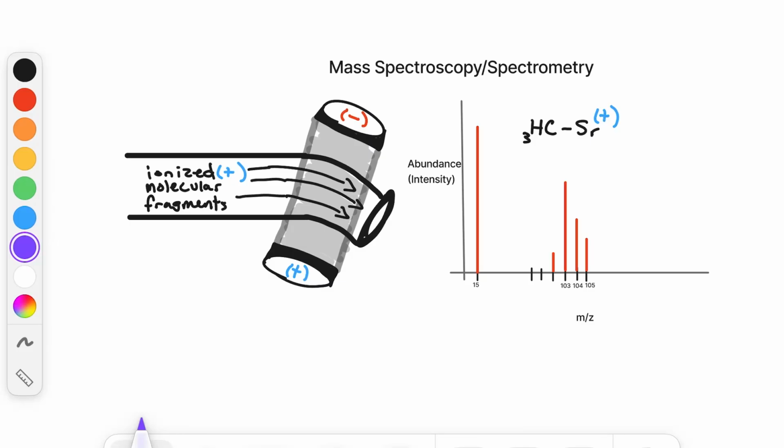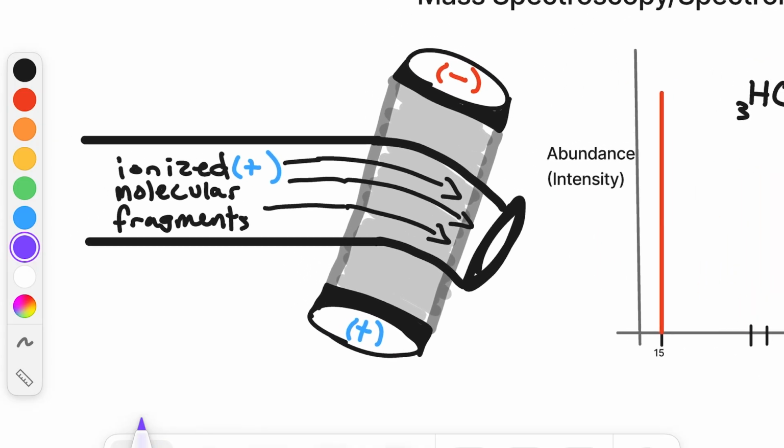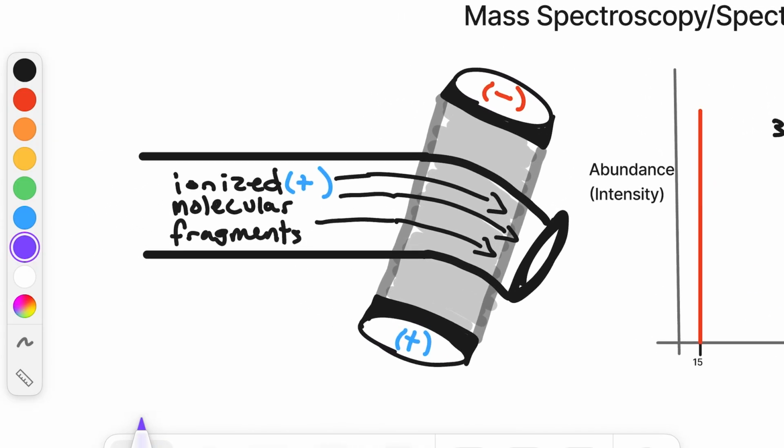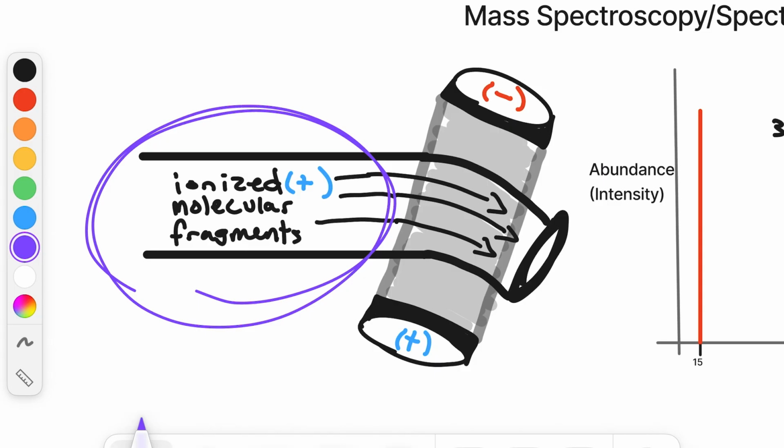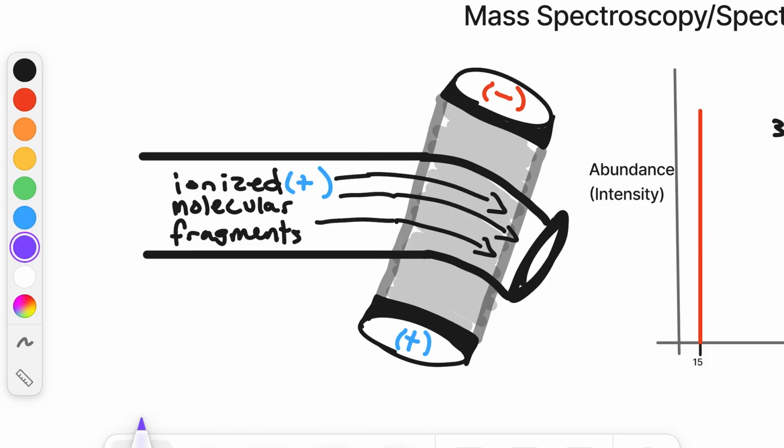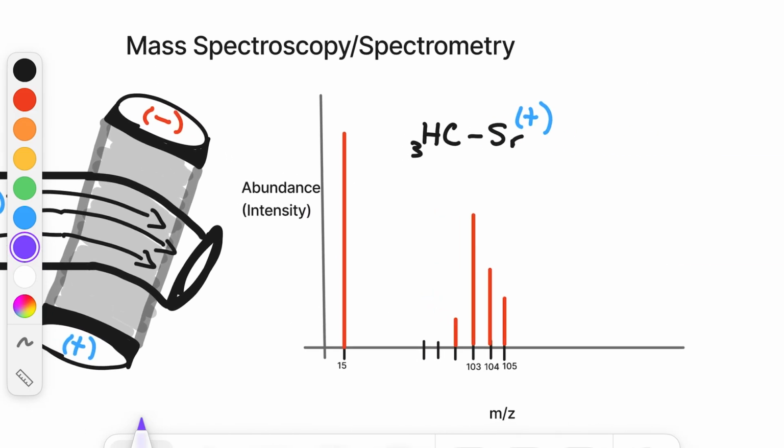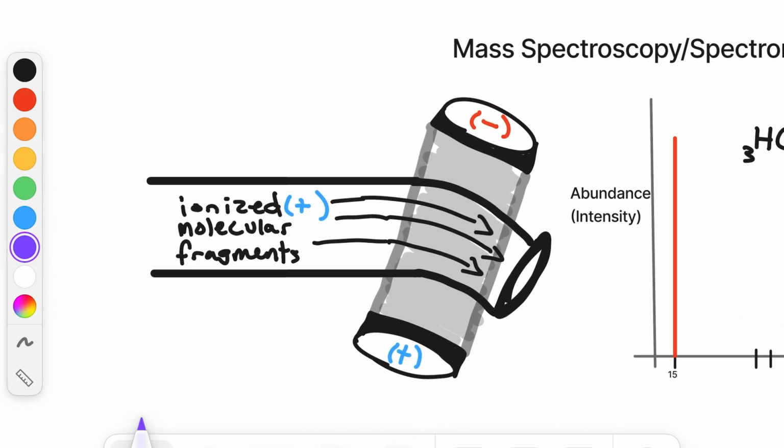Okay, today we are going to learn about mass spectroscopy or spectrometry, whatever you want to call it. This is another process that's going to help us determine the structure of a molecule. What's actually happening is we send an ionized molecule through a tube, and it breaks up into fragments, okay? And we're going to get this graph from it, and it's going to tell us a lot about the structure.